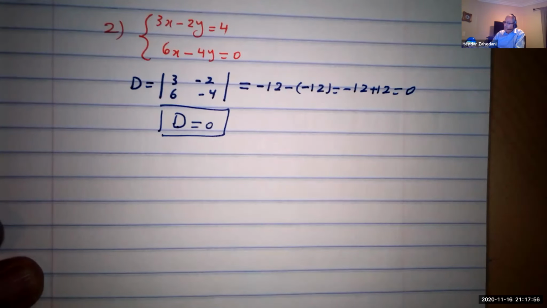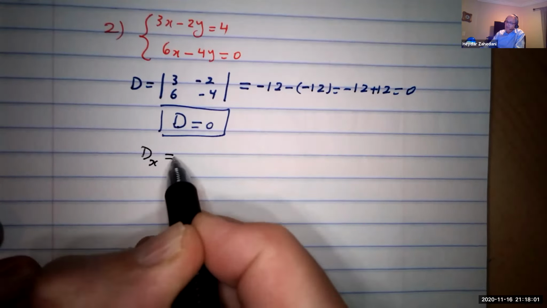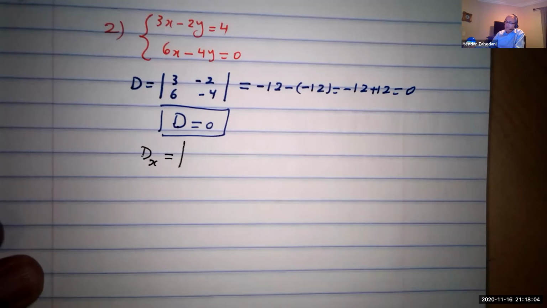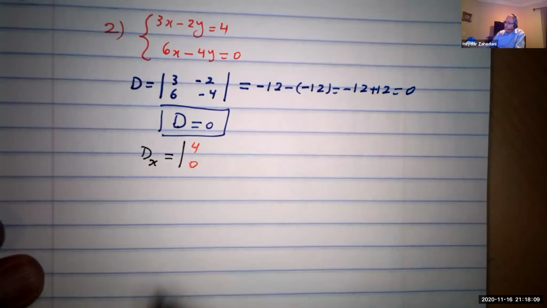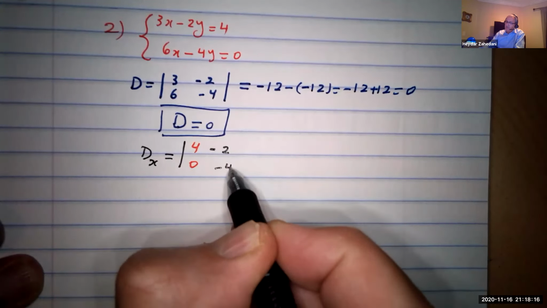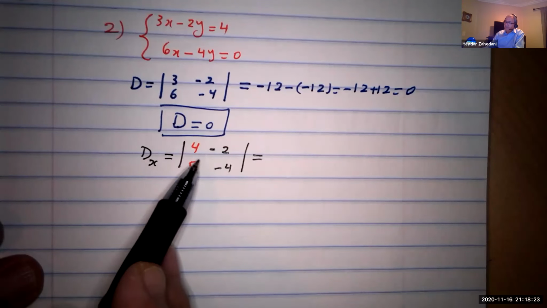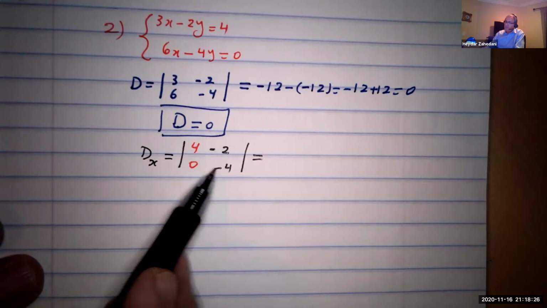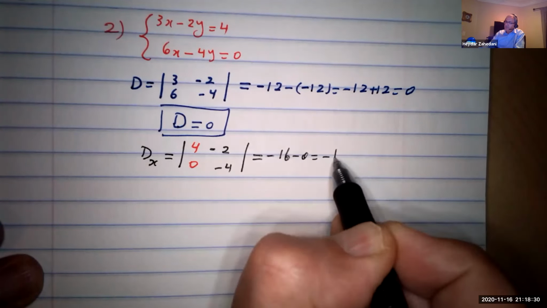Go for Dx. D sub x is equal to, we have to change the column of x with the constants. The constants are 4, 0. The column of y would be unchanged, -2, -4. Get this one. So this is it. That gives -16 minus 0, which is -16.